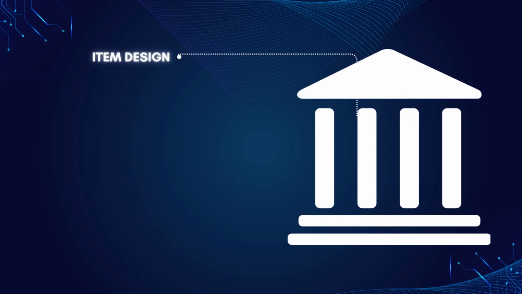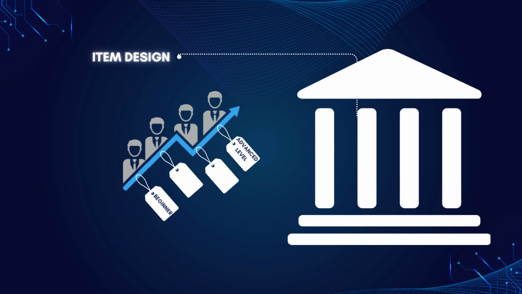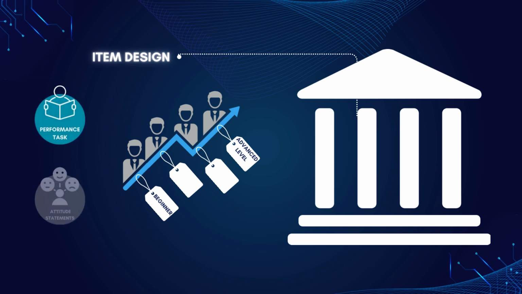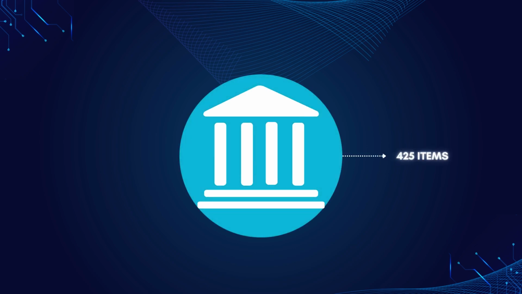Next, the descriptors for students at different performance levels were written to guide item design. For instance, in the case of problem solving, 4 descriptors were written to describe performance from beginner to advanced levels. Items were then written for each level in the form of performance tasks or attitude statements. The item bank contained a total of 425 items.